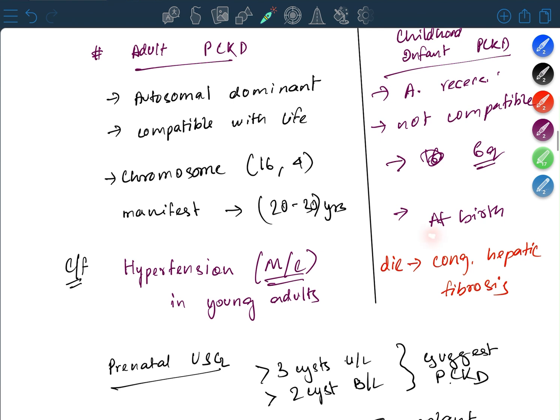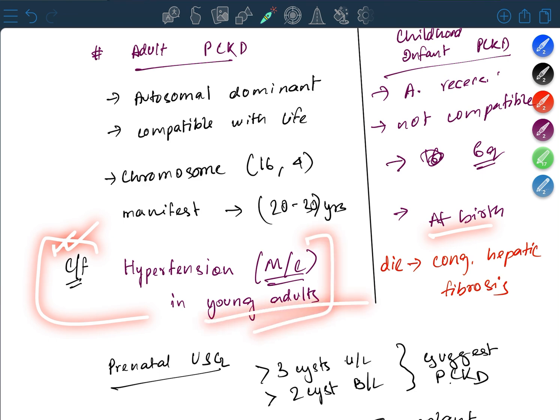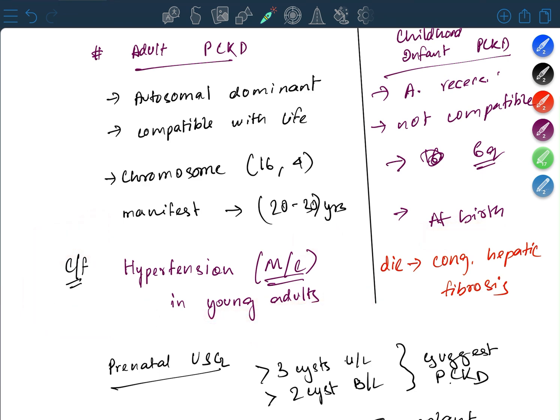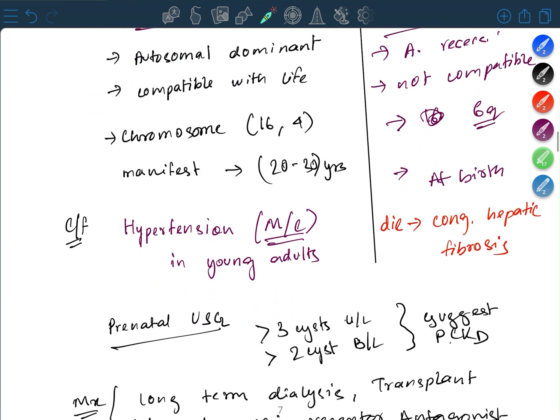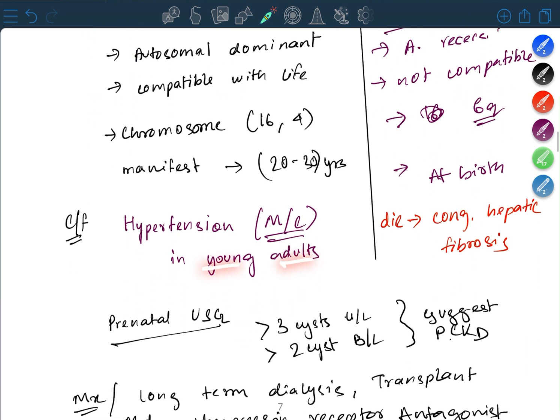Manifests by the 20th day, or manifests at birth. See, this is how we will find out. Hypertension among young adults, you must suspect adult PCKD. Hypertension in a child means young adults, 20 to 30 years of age. This is most commonly PCKD, polycystic kidney disease.